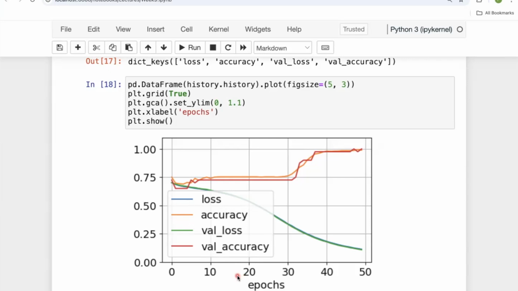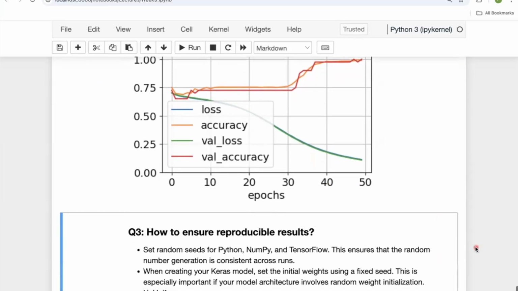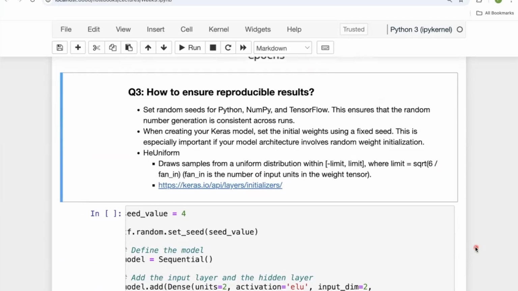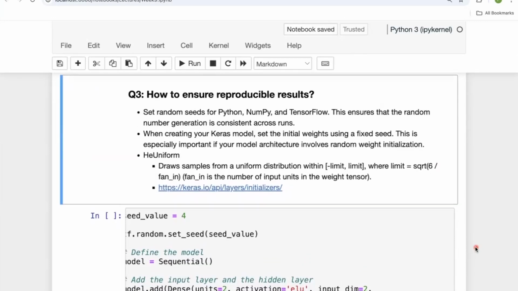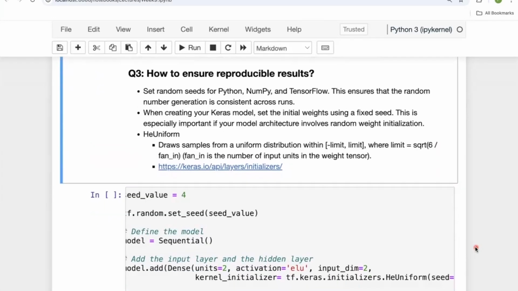In these simple cases, usually 50 to 100 is a good number. But obviously, if you use a more complex model, you may need to use a larger number of epochs. The last thing we're going to cover in this lecture is also reproducibility.